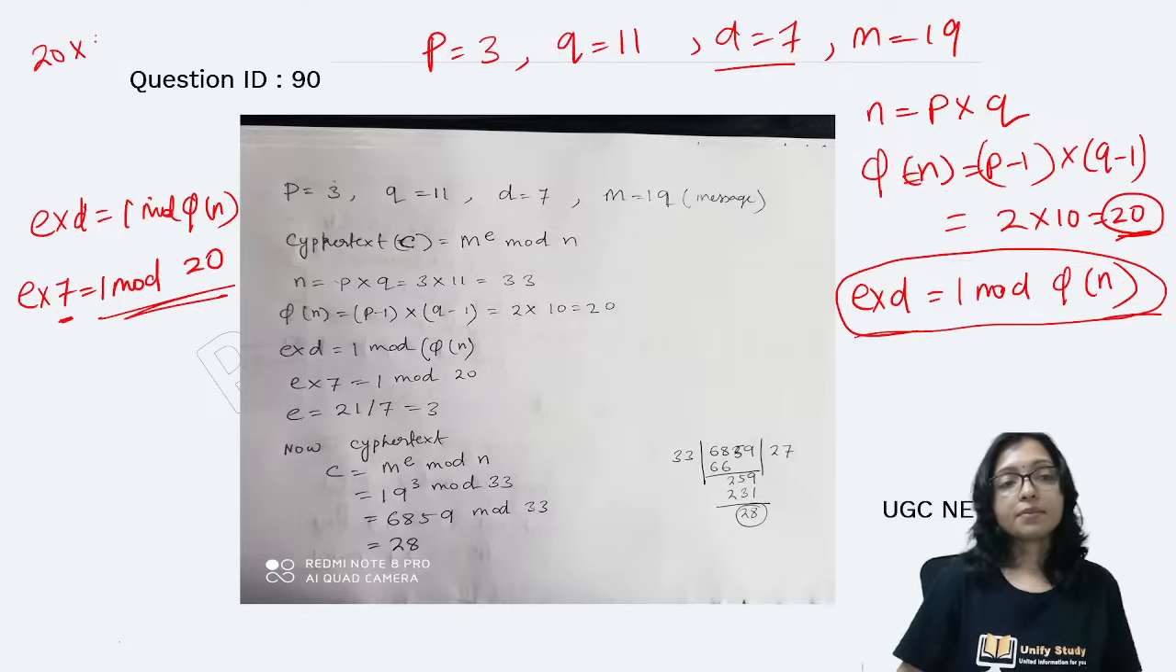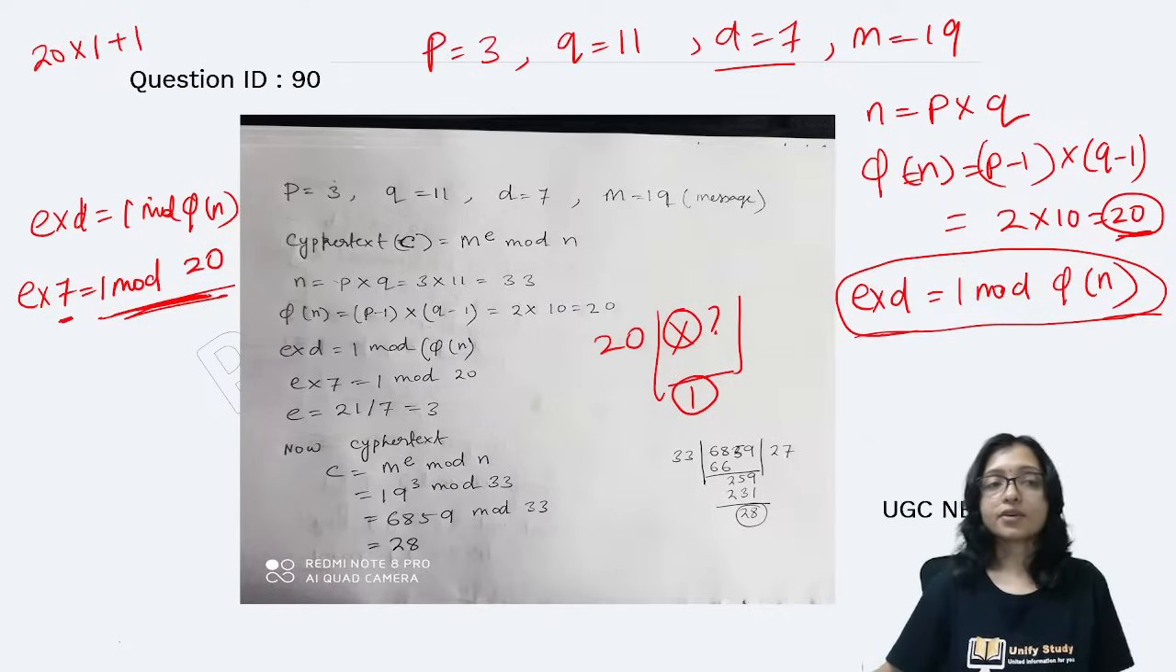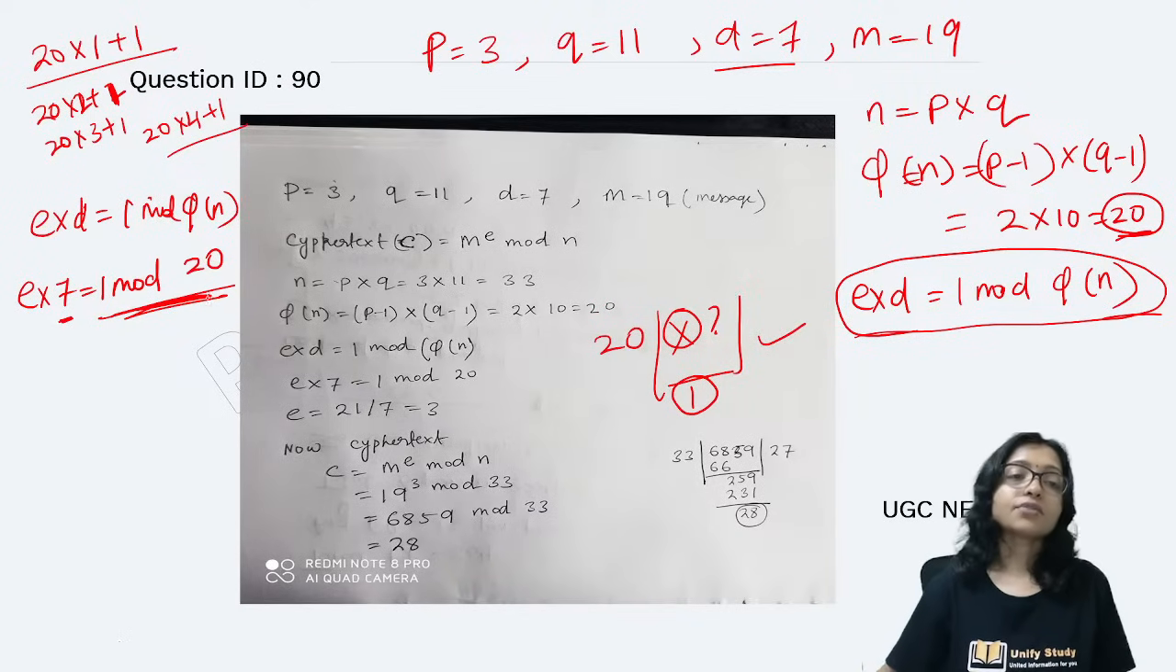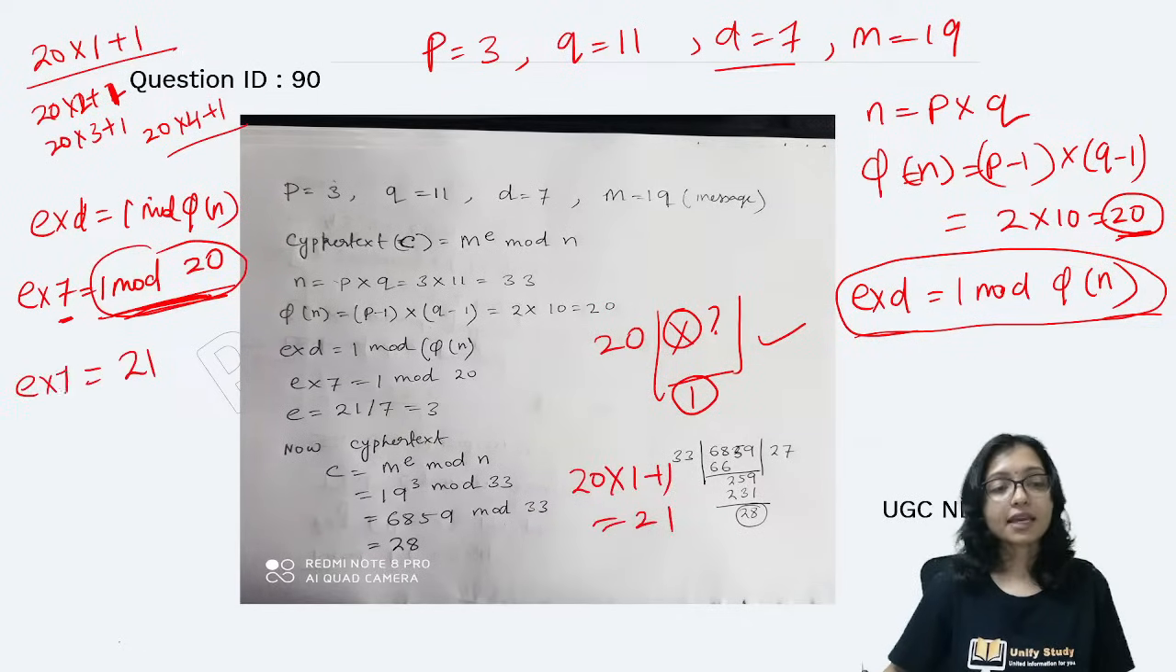So 20 multiplied by 1 plus 1. 1 mod 20, where x is the number: if you are dividing by 20, then 1 is the remainder. So what is x? How can you find out? 20 multiplied by 1 plus 1, 20 multiplied by 2 plus 1, 20 multiplied by 3 plus 1, 20 multiplied by 4 plus 1. Any number will satisfy this. But out of that, the first one, what is divisible by 7? That is 21 definitely, because 20 multiplied by 1 plus 1 is 21. So in this place I can put 21.